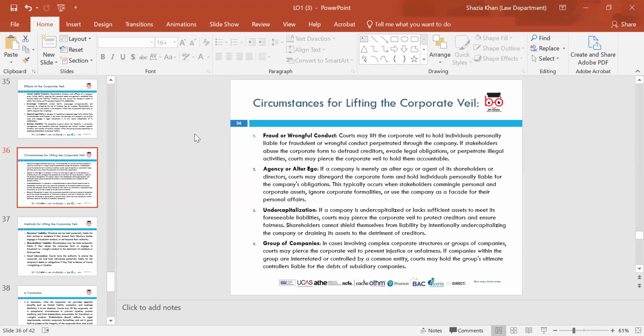Then you have group of companies. In cases involving complex corporate structures or groups of companies, courts may pierce the corporate veil to prevent injustice or unfairness. If companies within the group are interrelated or controlled by a common entity, courts may hold the group's ultimate controllers liable for the debts of subsidiary companies.